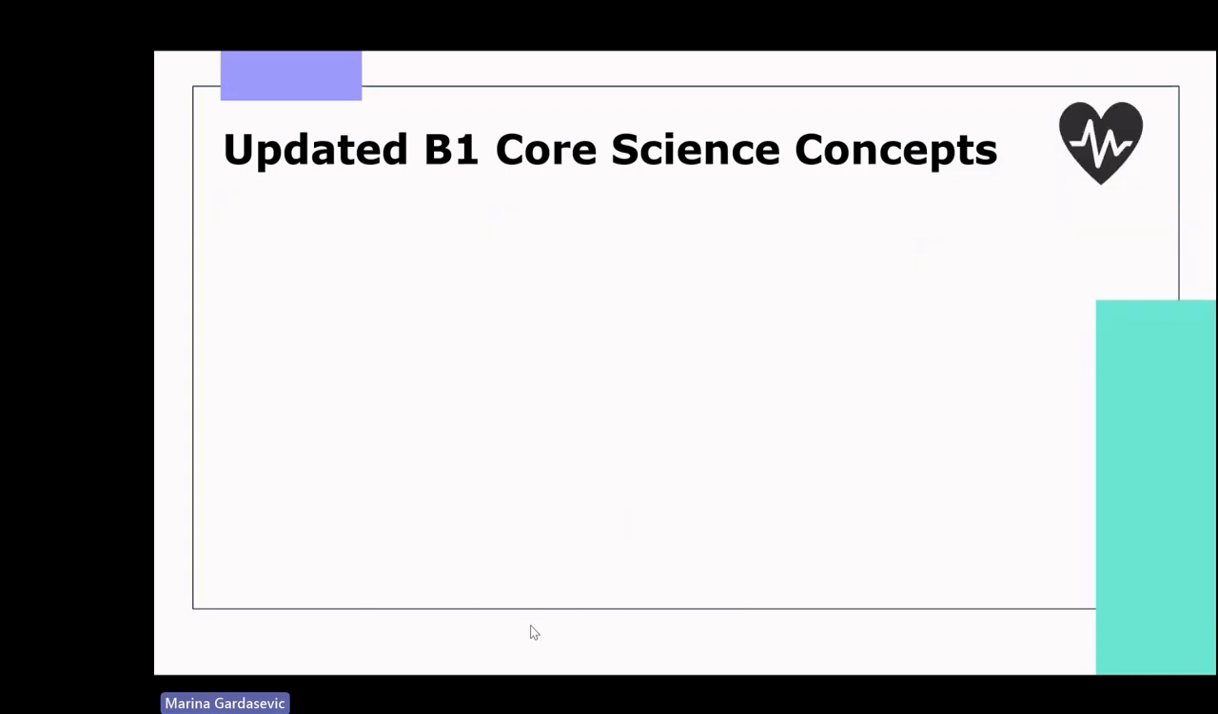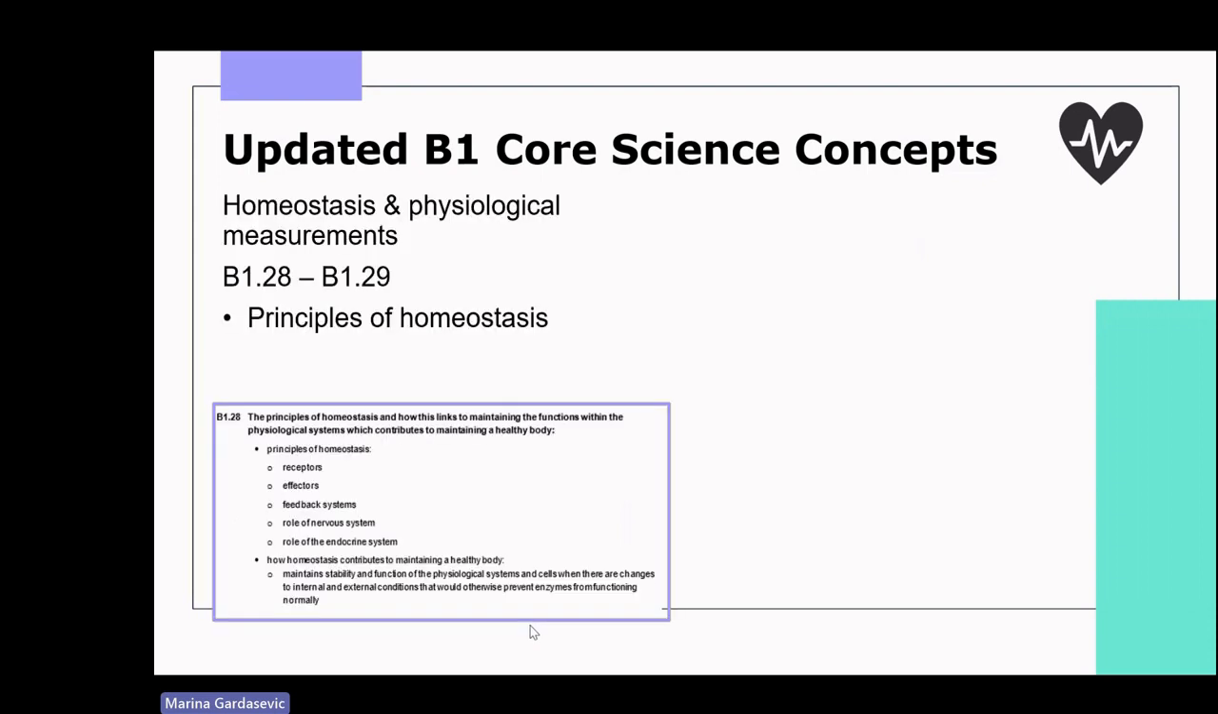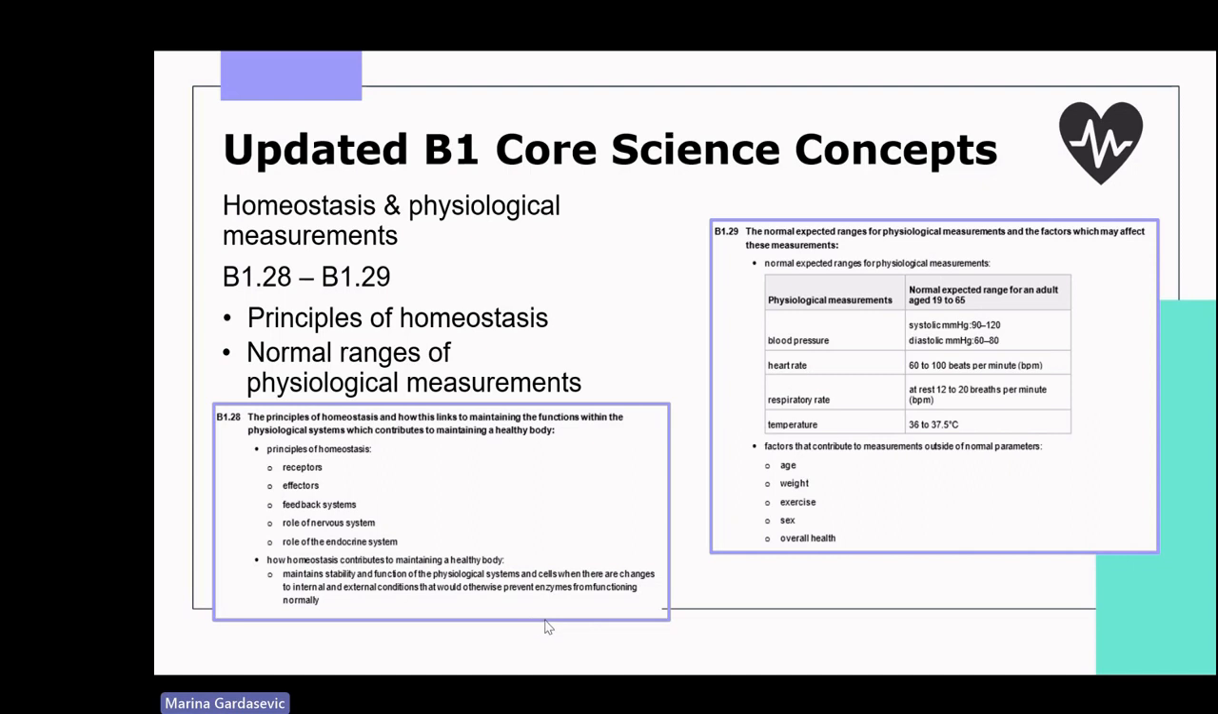Next, we have homeostasis and physiological measurements. In this, we explore the principle of homeostasis and how this links to maintaining the functions within physiological systems. Homeostasis content has been reduced and moved from B2, with the key underpinning knowledge in B1 with further content development in relation to hormones in B2. This is an example of how B1 supports those further science concepts in health.